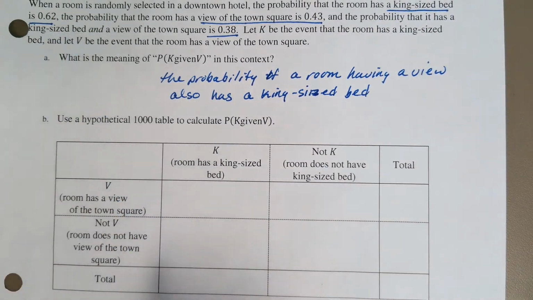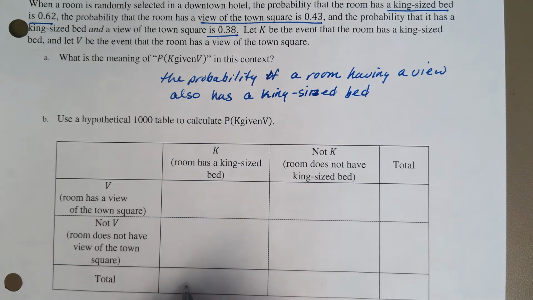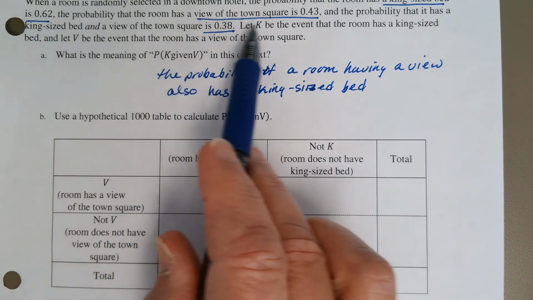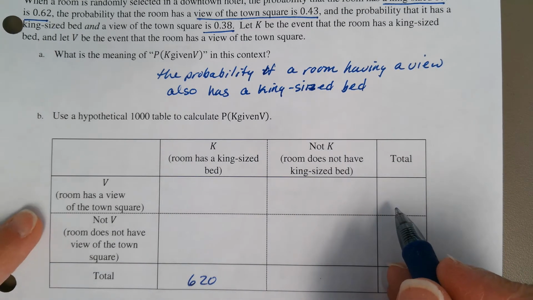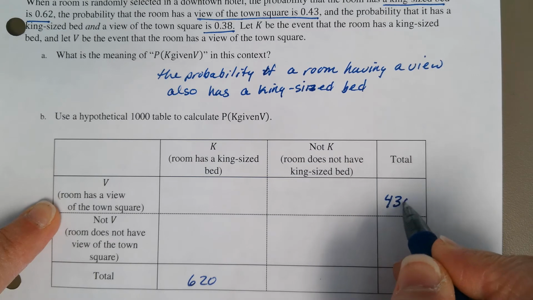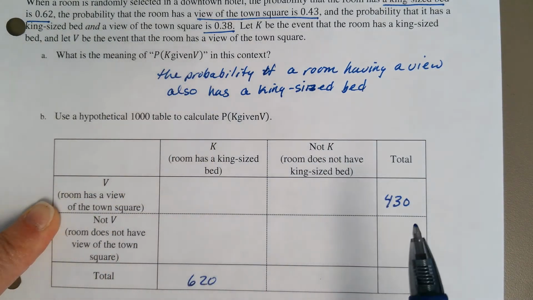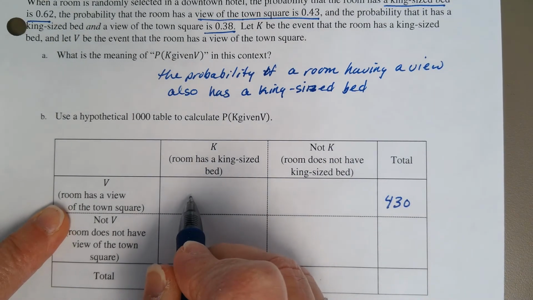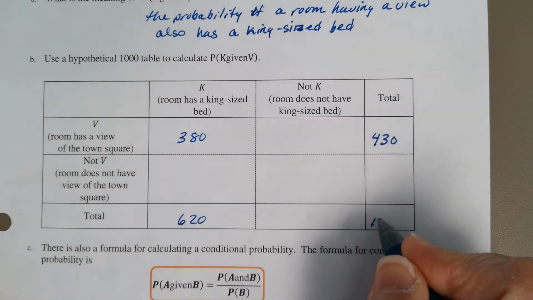All right, king-size bed was 0.62, so king-size bed here, total would be 620. Right? Take 0.62 times 1,000. View of the town square is 0.43 times 1,000 would be 430. So view is 430. And king size and view is 0.38. King size and view 0.38 times 1,000, 380. All right, so this would be 1,000.